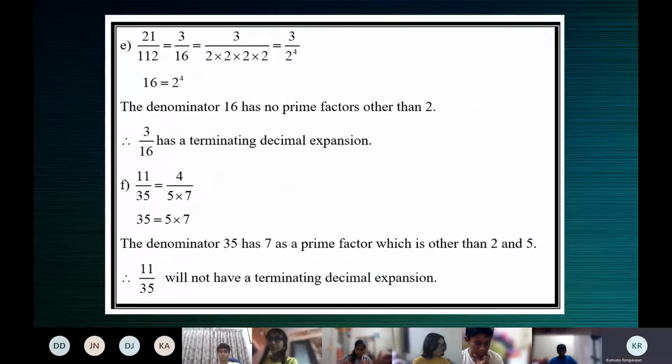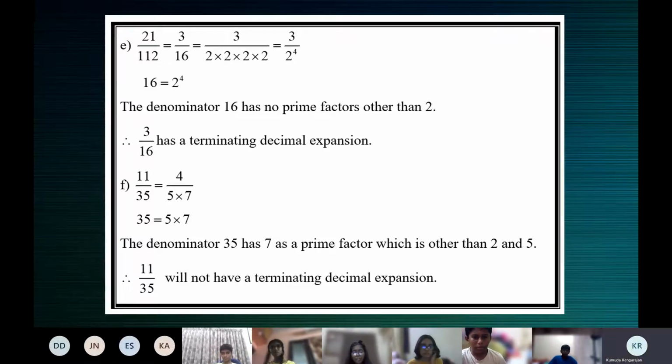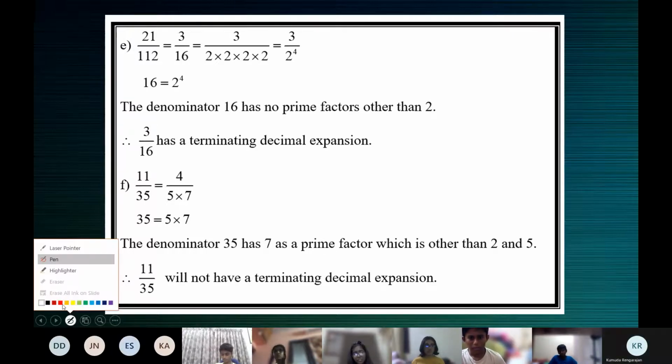And see for 11 by 35, you can see the steps there. Oh my God, here also it's 11, children. Ma'am, but in the question slide I saw 4 by 35, ma'am. Okay, yes, okay. Fine. Whatever.